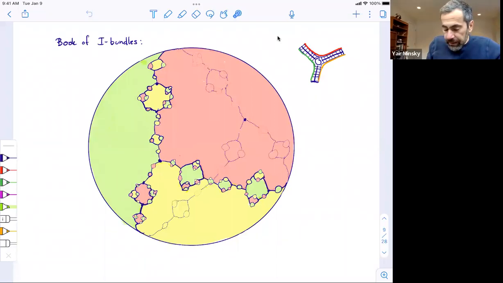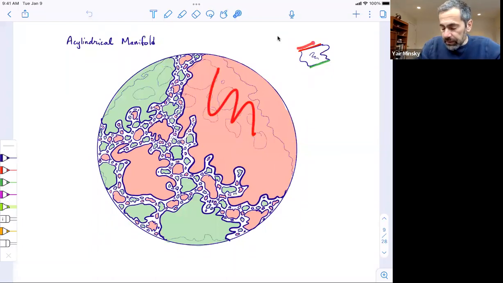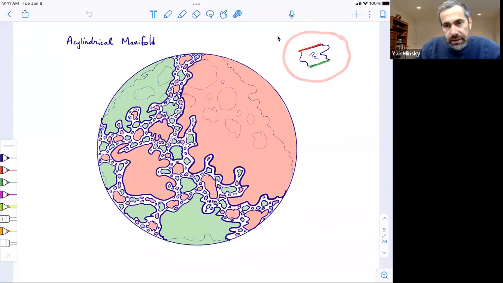And then the third example that I had in mind was the acylindrical manifolds. And in that case, everything I said except to the end is the same. You have a bunch of disks. They're color-coded by the components of the boundary. So now my schematic is almost meaningless. It just says that there's a manifold with two boundary components and no annuli.